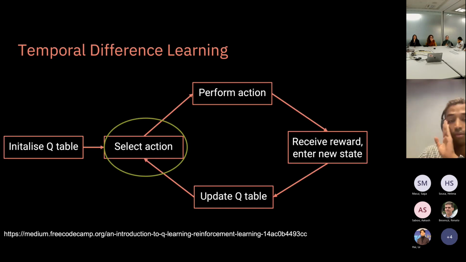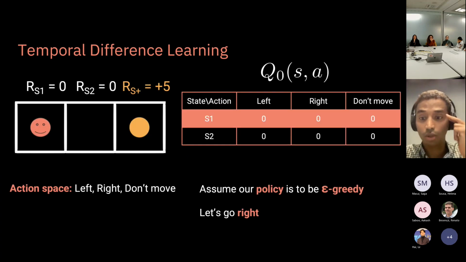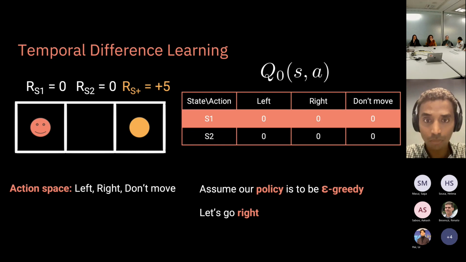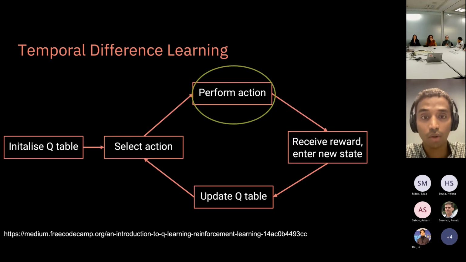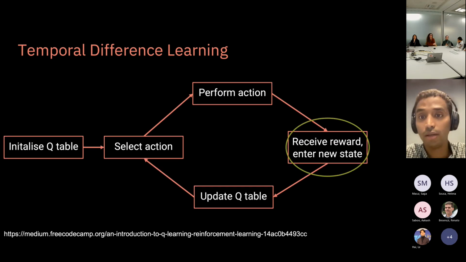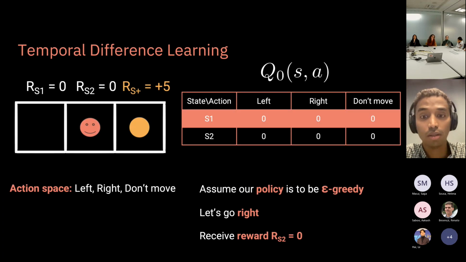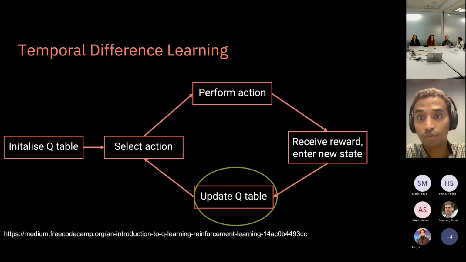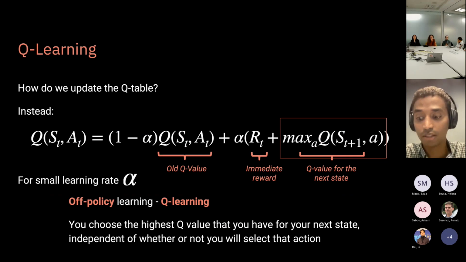So now we select an action. And as I've said before, we start doing that randomly. Again, I'll assume that our policy is epsilon greedy. So at the beginning, just randomly, let's go right. So the action we have selected is to go right. Let's perform that action. We go right, then we receive a reward. Because we haven't done anything yet, the reward is going to be zero. And then we have to update our Q table. And this is the tricky part: how would you update the Q table?